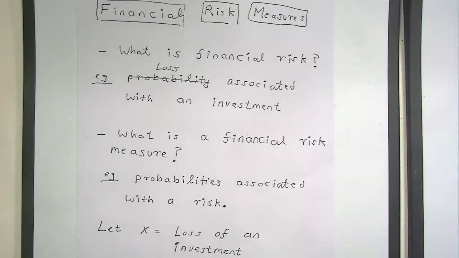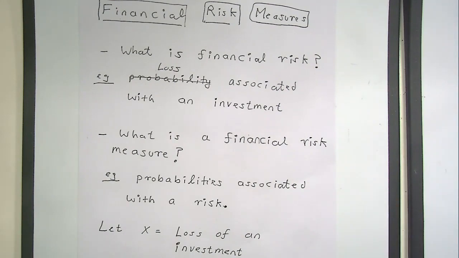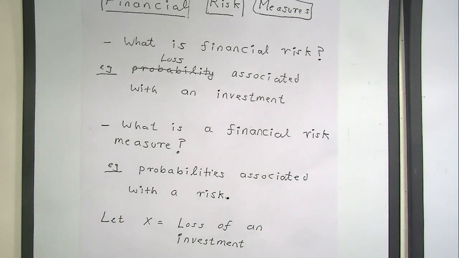All right. Now let me go back to what we did yesterday, unless you still want to talk to me about quiz 3. We started talking about financial risk measures, right? First of all, a financial risk is a loss associated with the investment. And a financial risk measure are the probabilities associated with the risk, right?